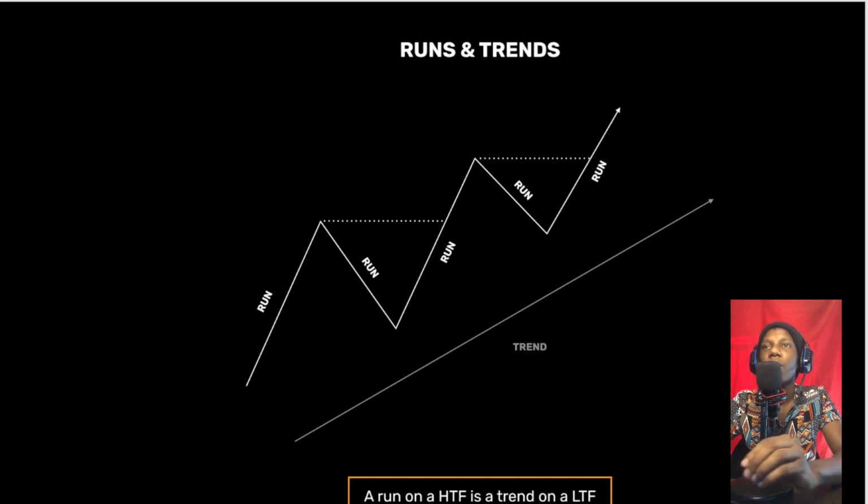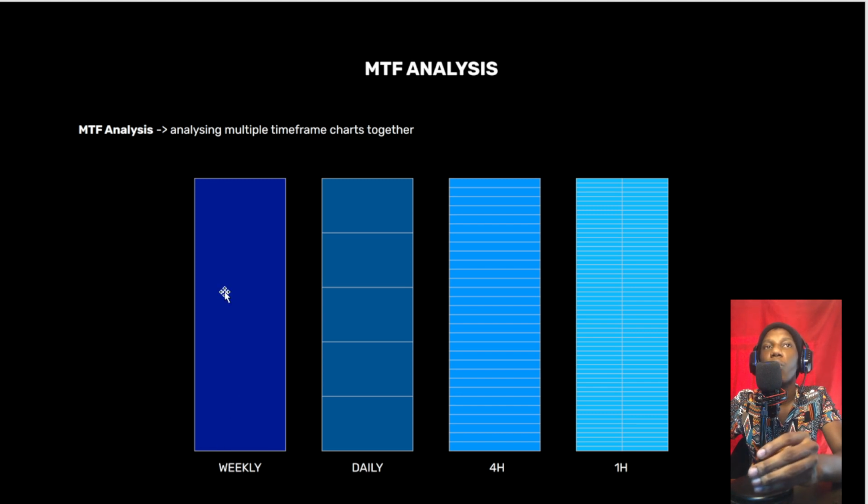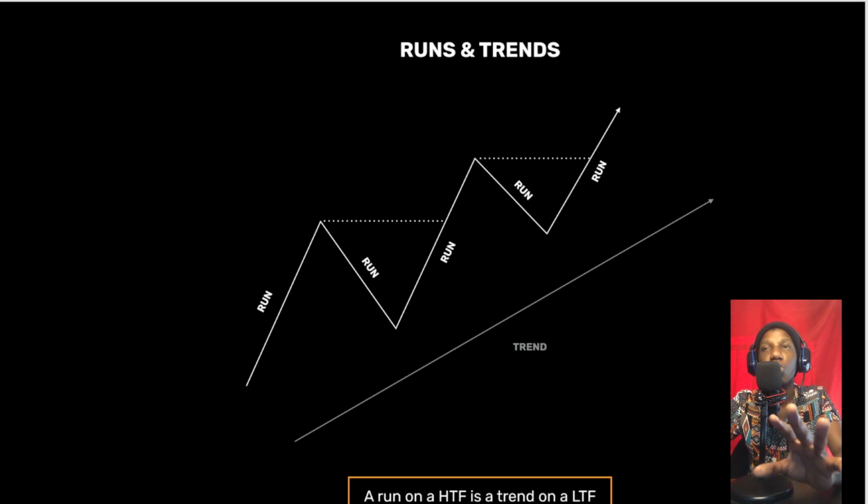Okay, so a run on a higher time frame is a trend on the lower time frame. You need to understand that a run on a higher time frame is actually a trend on the lower time frame. So as you have seen here, you might see this just as a run or a weekly candle, but it's actually run downward, run downward, run, run, run, run until it makes that daily movement. But on the weekly, you saw one big candle. So that's the basic ideology and understanding that you need to have, that runs are actually trends in the lower time frame.